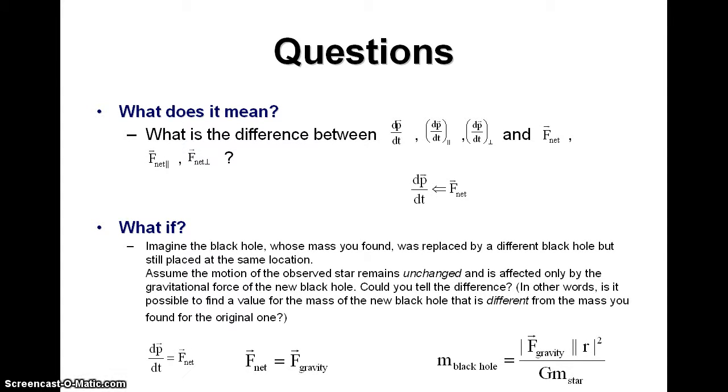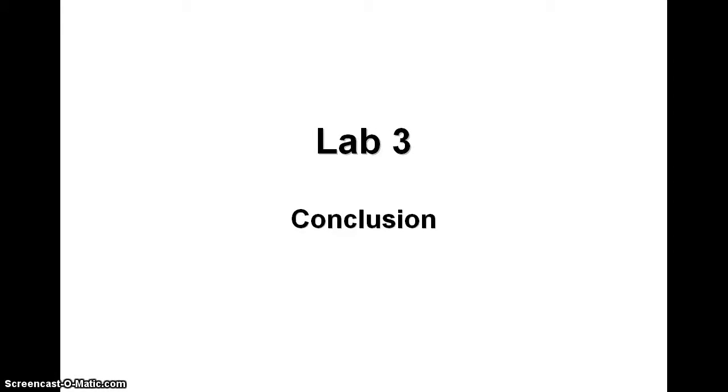Therefore, since the positions, velocity, and momentum are all the same, we conclude that the force of gravity must be the same. If we once again use Newton's universal law of gravitation, solve for the mass of the black hole, we see that all the terms on the right side of the equation are the same for this new black hole as they were for the original. Therefore, we can conclude that this new black hole must have the same mass as the original black hole. This concludes Lab 3.